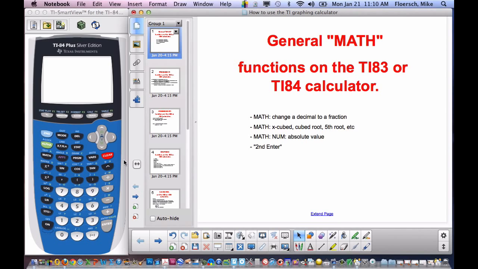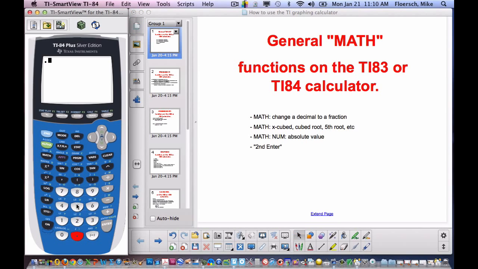So if I type in, let's just say, 0.5, and I want to convert that to a fraction, then I would hit the math key and then hit the fraction, number one. You can either hit number one or hit enter, and that'll convert it to a fraction. So I hit enter and hit enter again, and it turns it into a fraction.